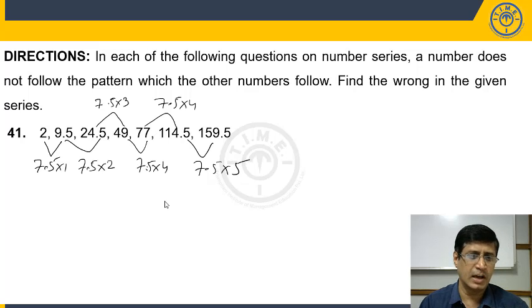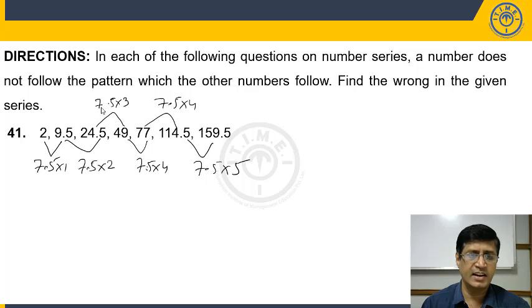So, just observe this one. 2.2 plus 7.5 is 9.5. Okay, accepted. Then what is the next one? What is the next one? 9.5 plus 15 is 24.5.